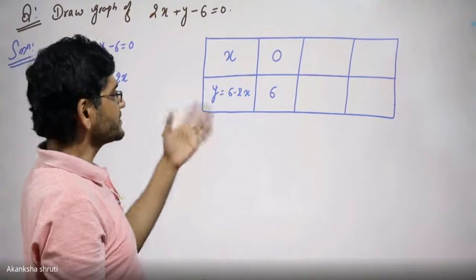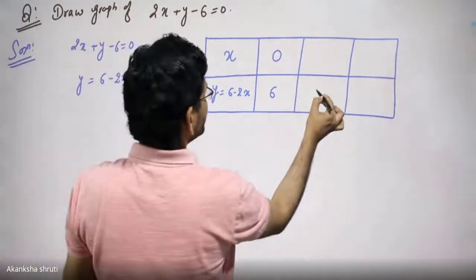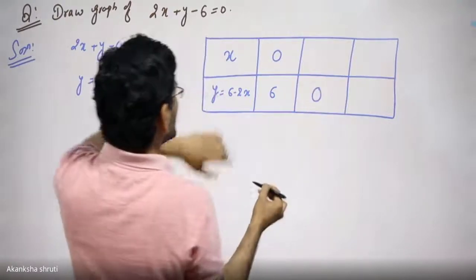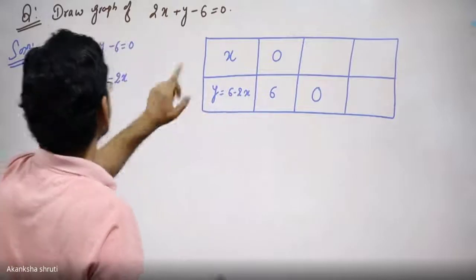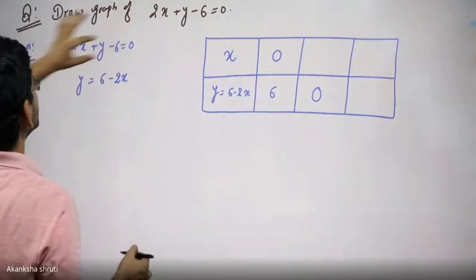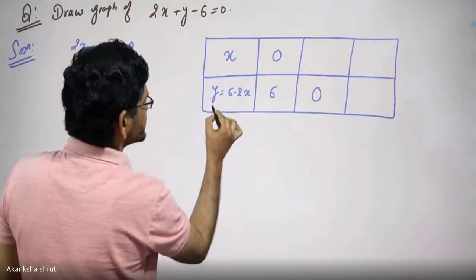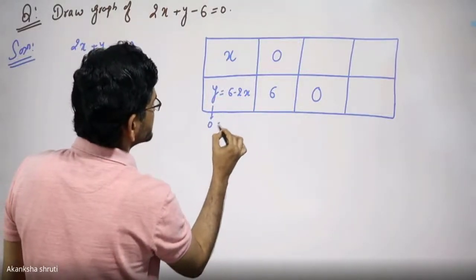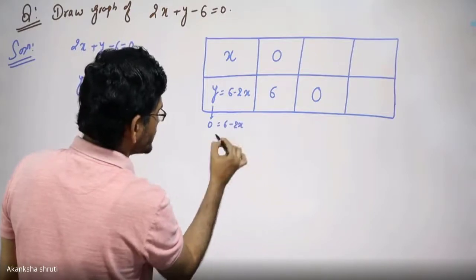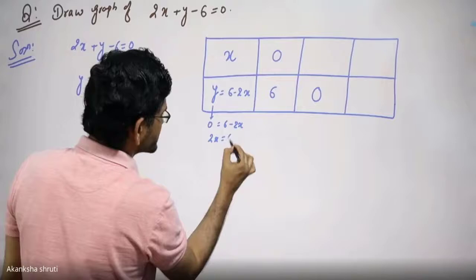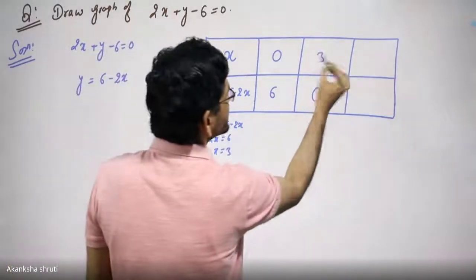Student, another time we can also choose y is equals to 0. If we are taking y is equals to 0, then we can calculate the x. For choosing y is equals to 0, calculation of x, we shall take this equation. Substitute this y is equals to 0 here. Now this is 0 is equals to 6 minus 2x. So 2x is equals to 6, x is equals to 3. So these three we have to put it here.